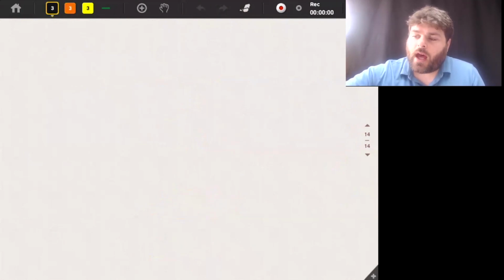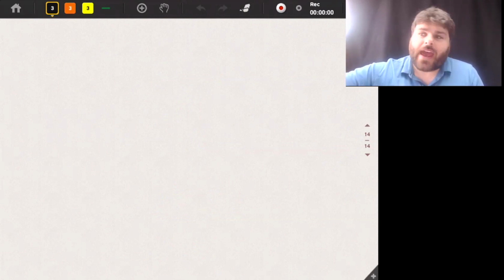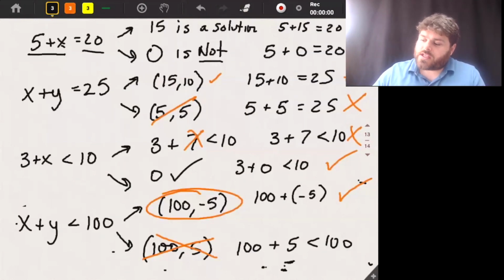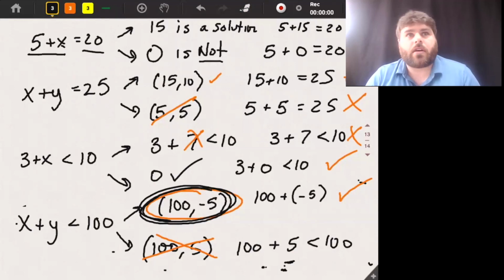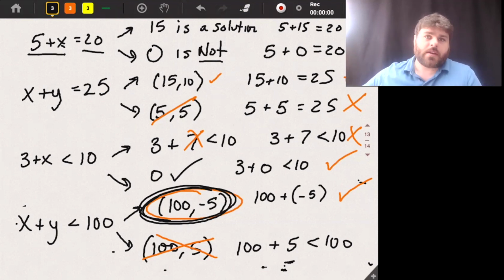Don't forget with the inequalities, when I had that x plus y less than 100, let's go back to that real quick. Was this the only solution? No. 100 and -1 would be a solution, 100 and -2, 100 and -3. There's an infinite number of solutions. So with inequalities, almost always you have an infinite number of solutions. And we'll see in a little bit how you represent that graphically.